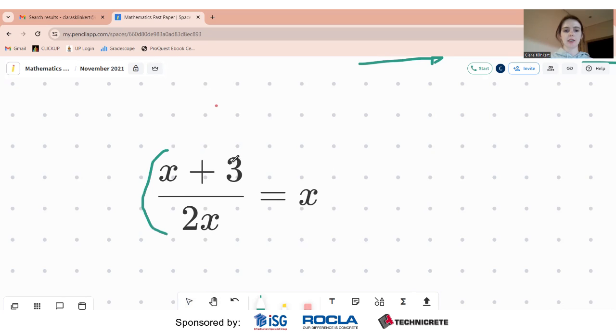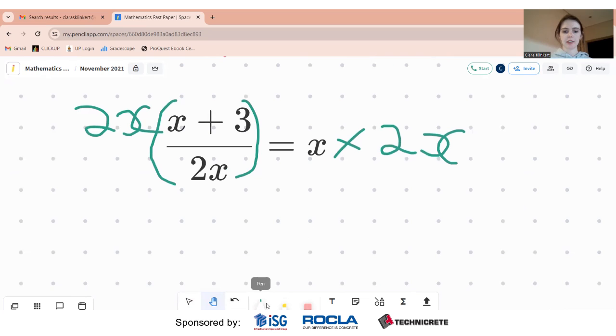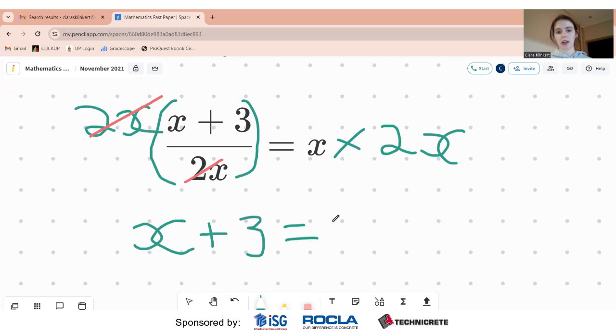So once again, to get the 2x out of the denominator, I'm going to multiply by 2x. And what I do to the one side, I must do to the other side. Now, these 2x's are going to cancel, and it will be out of the denominator. So my new expression will read x plus 3 is equal to, now x multiplied by 2x is equal to 2x squared. Do you see that a quadratic equation has now revealed itself?